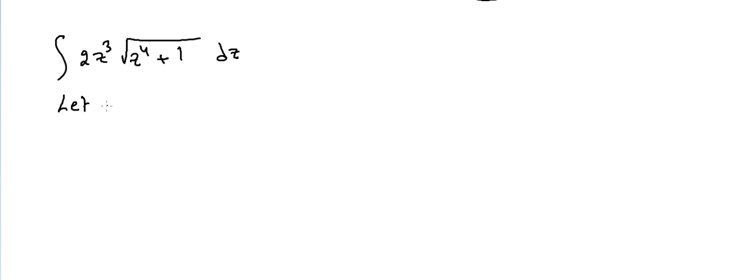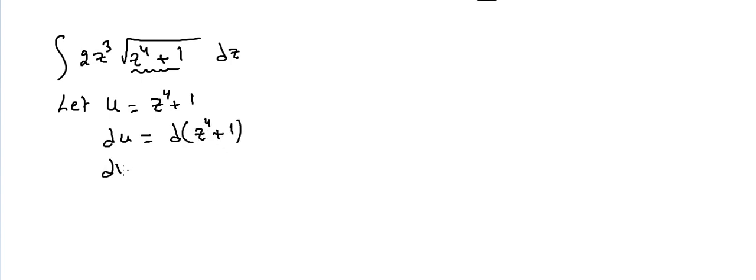To make it simpler, let u equal what we take inside, so instead of working with radical z power 4 plus 1, we work with radical u. Let u equal z power 4 plus 1. Let's derive du. So it's d of z power 4 plus 1. Simply, du is equal to, what is the derivative of z power 4? It's 4 z to the power 3 times dz. The derivative of 1 is equal to 0, right?